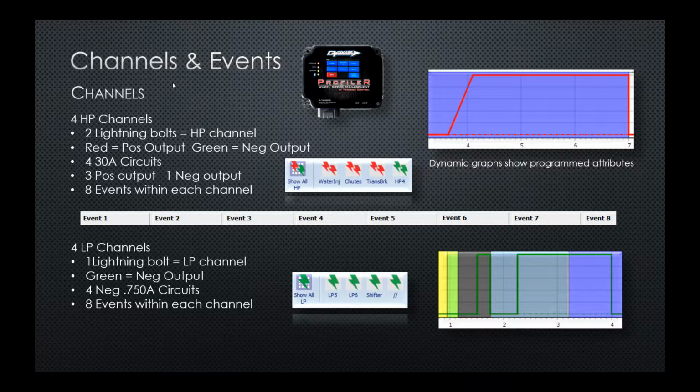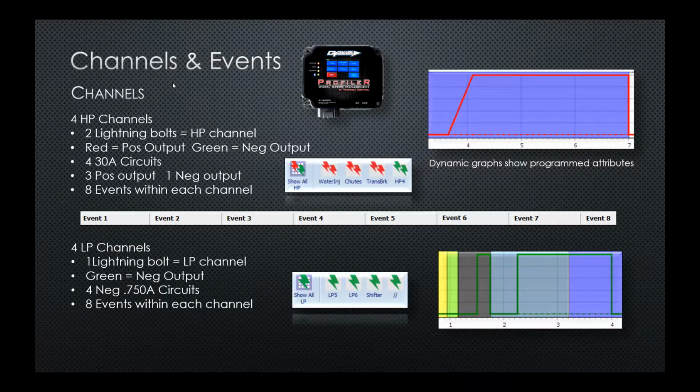So when we click the event icon, we go to the next screen and you'll see that there are 8 channels. 4 high power channels and 4 low power channels. The 4 high power channels are indicated by double lightning bolts. Some have green, some are red. The red signifies positive output, the green signifies negative output. There are 4 30 amp circuits available. 3 positive output, 1 negative output. There are 8 events within each channel.